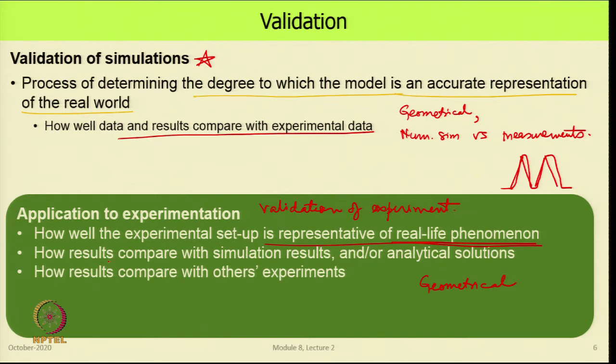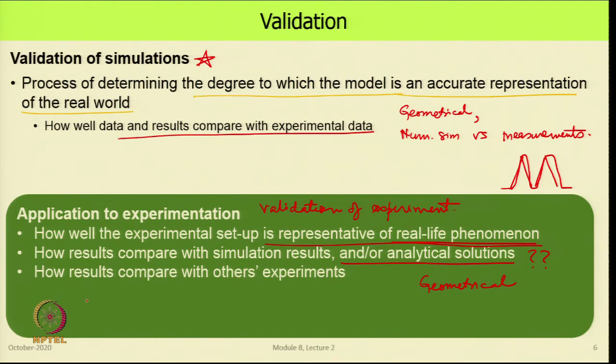Then, how well do results compare with simulation results and or analytical solutions? So, we could also say that I would expect this answer to be like this. Am I getting that? In many cases, this would be quite difficult to do. Real life is too complicated to get analytical solutions, and in many cases simulations would actually be compared with the experimental work, not vice versa. But still, if you have established numerical simulations already by other means and they are available, then we can use that to see how good our experiment is.